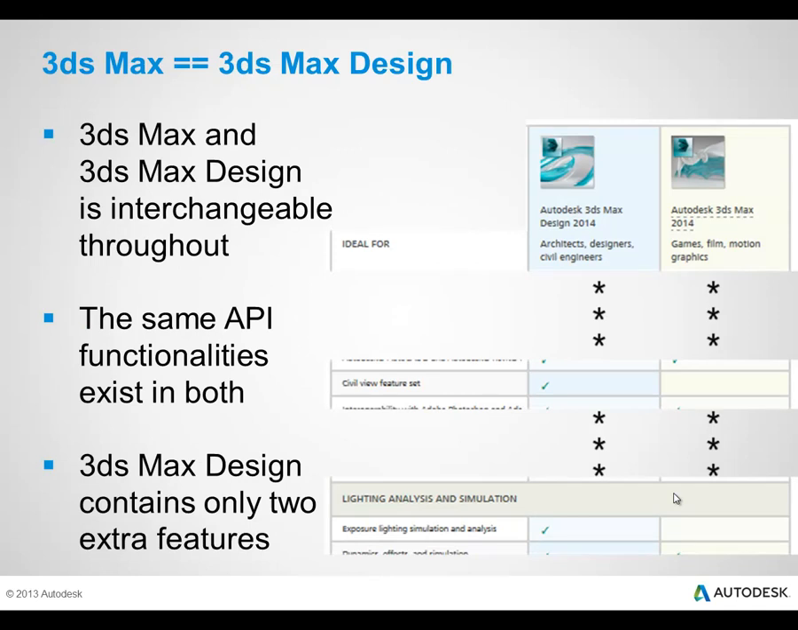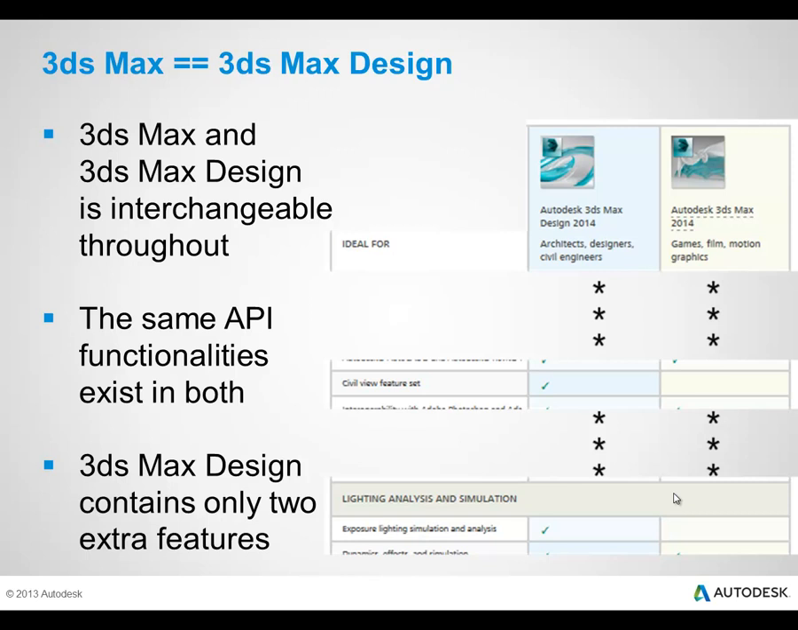Before we get started, I want to make sure people understand that from a customization point of view, 3ds Max and 3ds Max Design are essentially the same. The only difference between the two is listed on the website, and the Max Design product comes with the civil views feature. So there's tools within 3ds Max that allow you to visualize and animate civil data. And then there's this extra piece of lighting simulation and analysis. So this is why those features are in a product called 3ds Max Design, because it's meant more for the design side. For example, the lighting analysis and simulation has a module that allows you to add lighting that is realistic based on real-world lighting parameters.